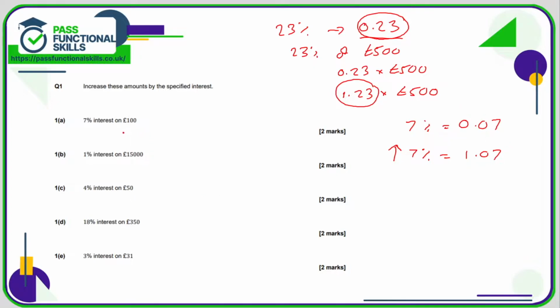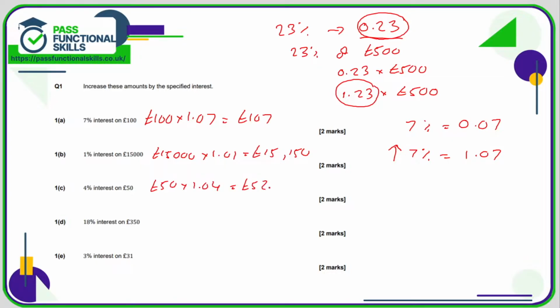So 1a, we want to increase 100 by 7%. So that's 100 multiplied by 1.07, which is £107. Here it's 15,000 multiplied by 1.01, which is 15,150. C is going to be 50 multiplied by 1.04, that is £52.